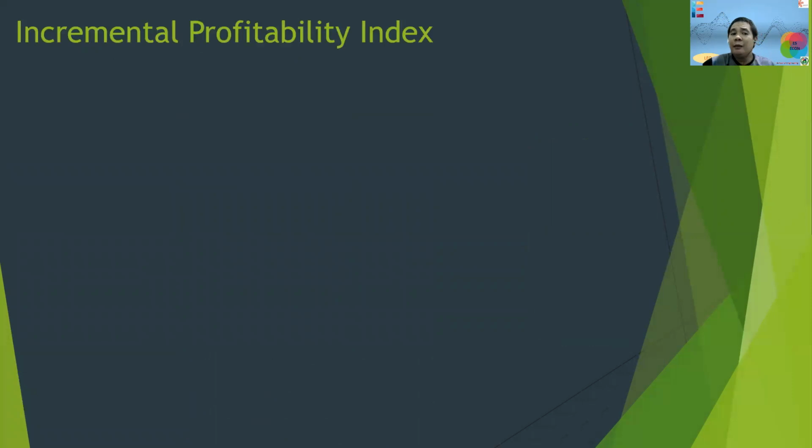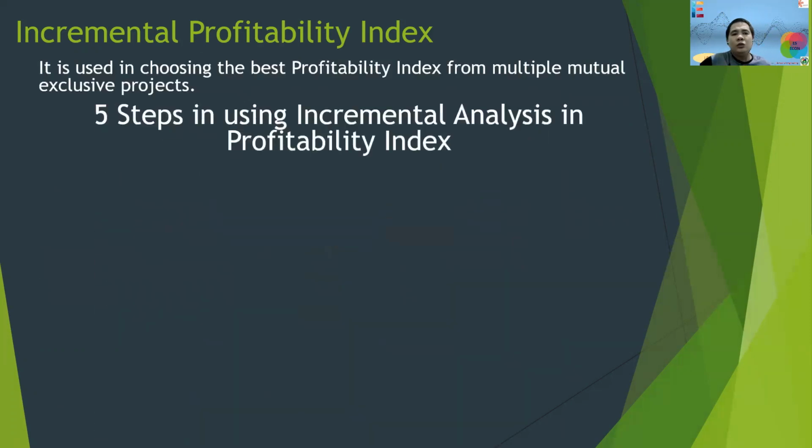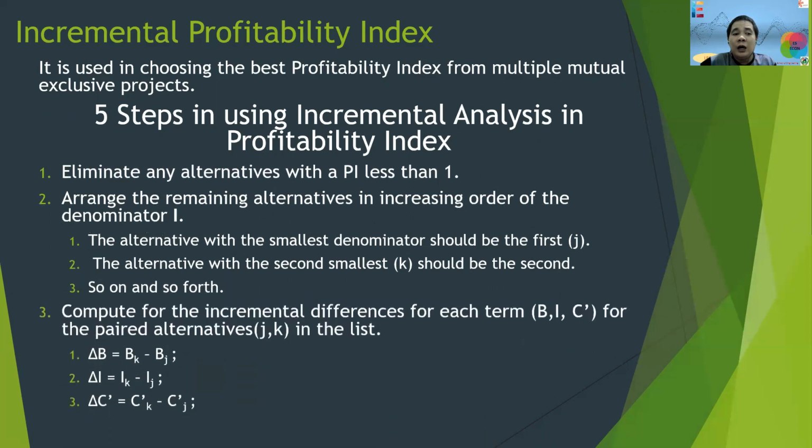Next, the incremental profitability index. So if there is such a term as an incremental cost benefit analysis, there is also an incremental profitability index. It is used in choosing the best profitability index from multiple exclusive projects. The steps are most likely the same as the incremental BC ratio, but the only difference is the formulas, because we need to get the B minus C hat over the I.